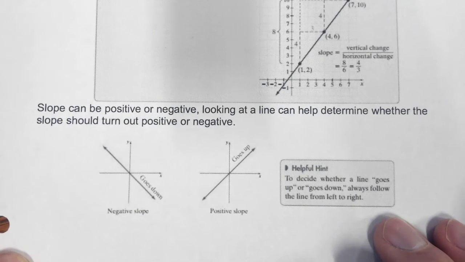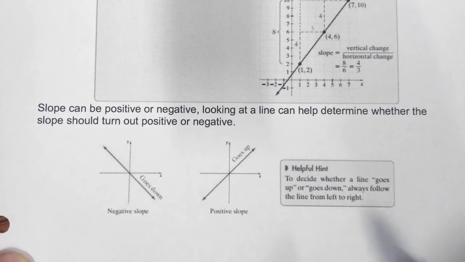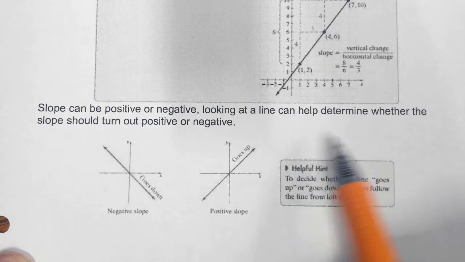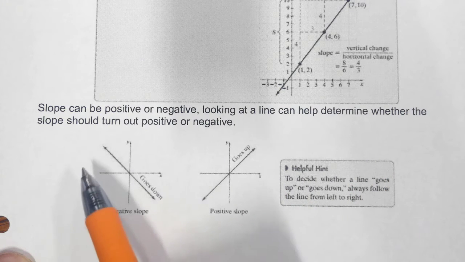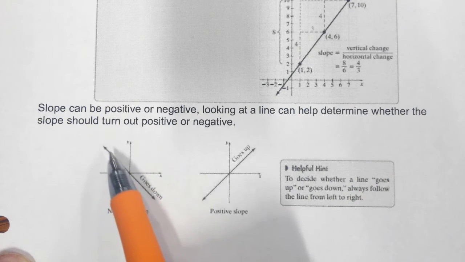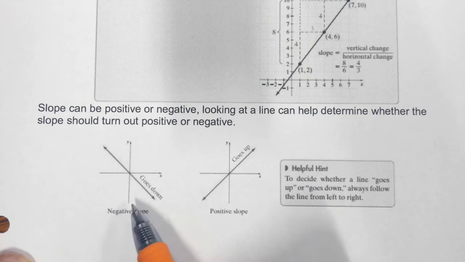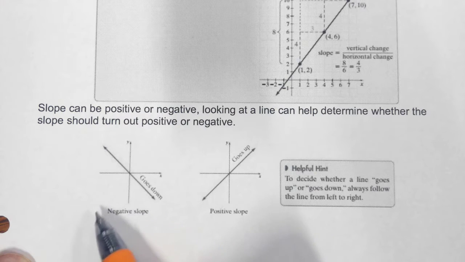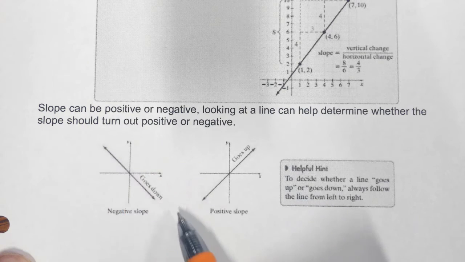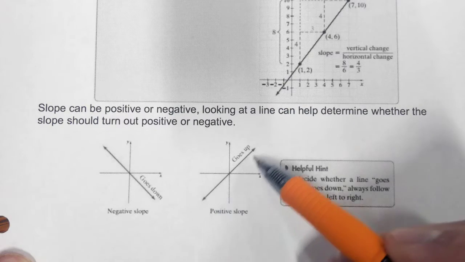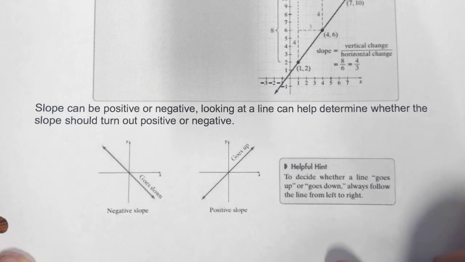Now, slope can sometimes be positive or negative. And when you look at a line, you can just tell if it's positive or negative. So we look at a line from left to right. If it's going down from left to right, your slope is going to end up being negative. So this is kind of a quick way to check to see if your slope came out to be correct. If it's going down from left to right, it should have been negative. If it's going up from left to right, it's going to be a positive slope.